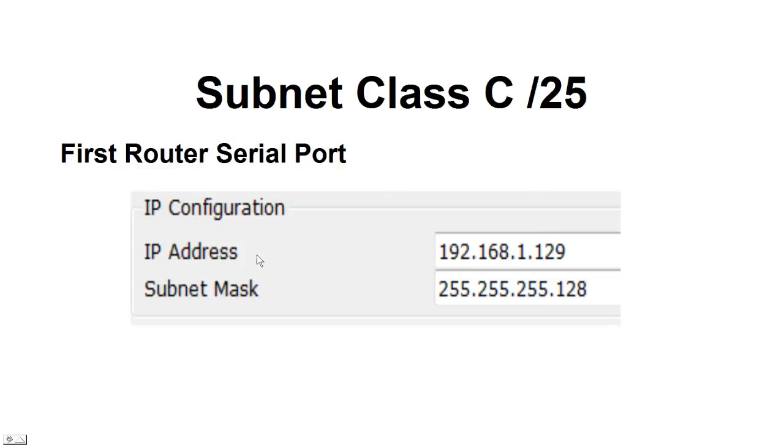Next, we're going to look at the serial port on that first router that connects to the second router, and that IP address is going to fall into that second network range. The second network is 192.168.1.128, and then the first usable is 129. That's the IP address that we'll assign to that serial port. And again, we're going to use the same subnet mask that we created, 255.255.255.128.